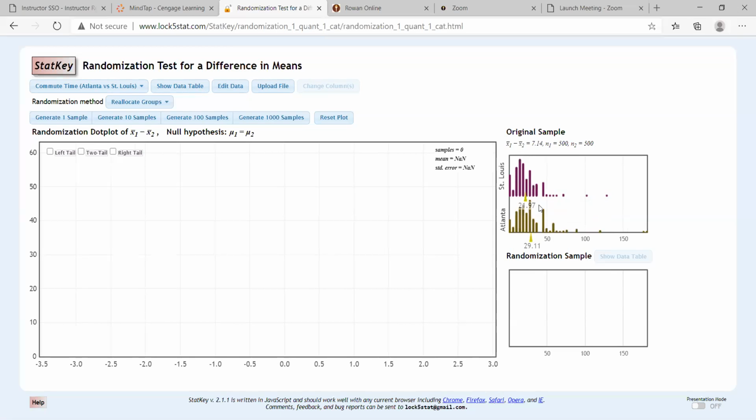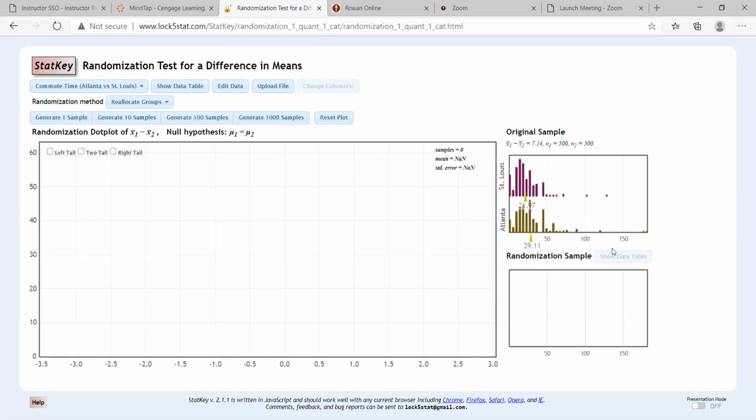the average commute time for St. Louis commuters. So x bar is the symbol for sample means. And we're finding the difference between the average commute time in Atlanta and the average commute time in St. Louis. So we're going to subtract these two numbers, 29.11 minus 21.97, and we get 7.14. That's the difference in the two average commute times.